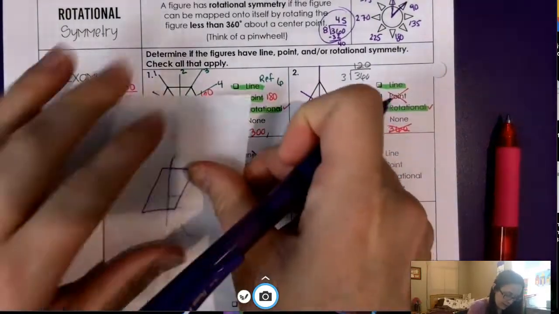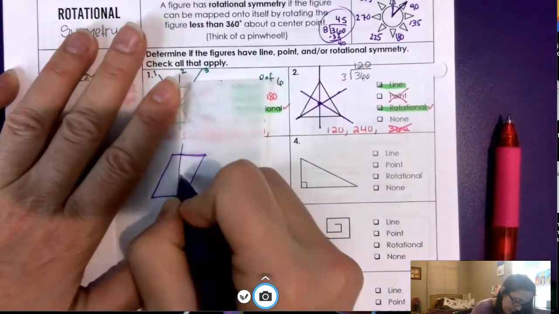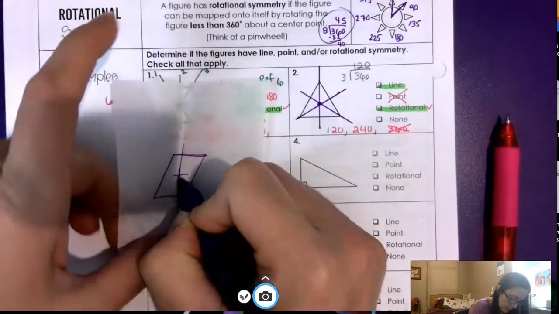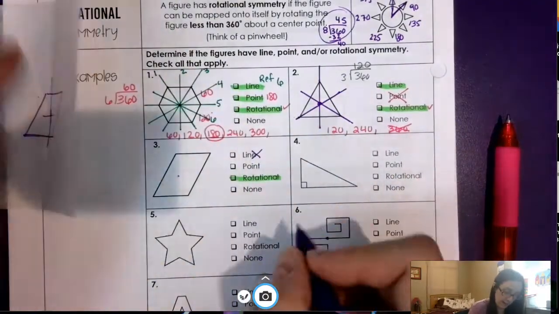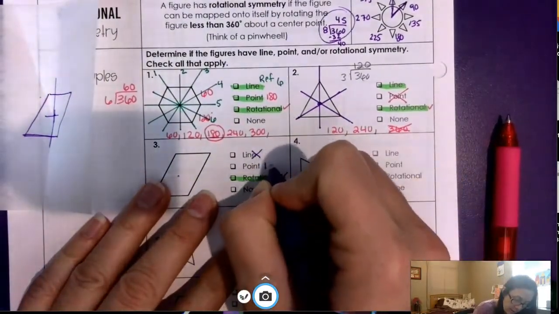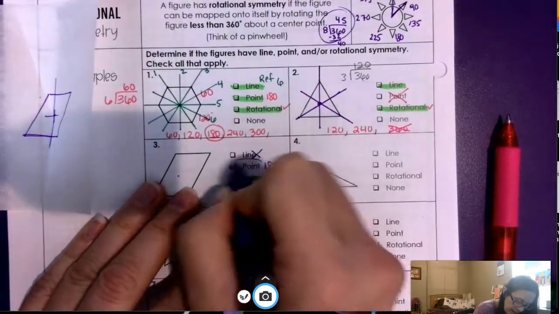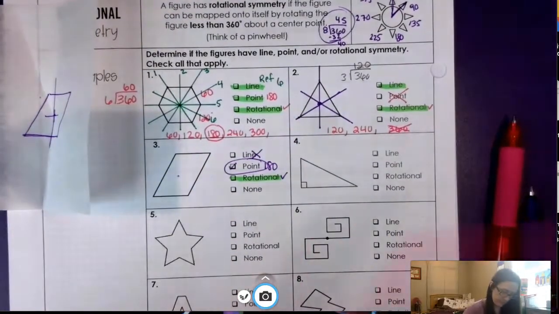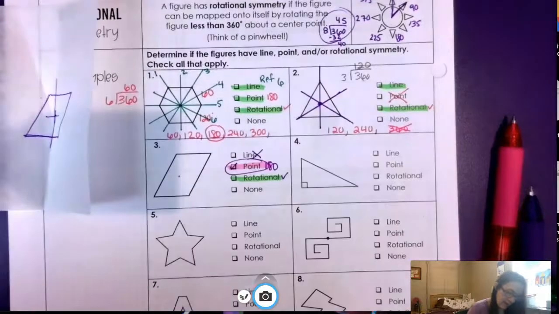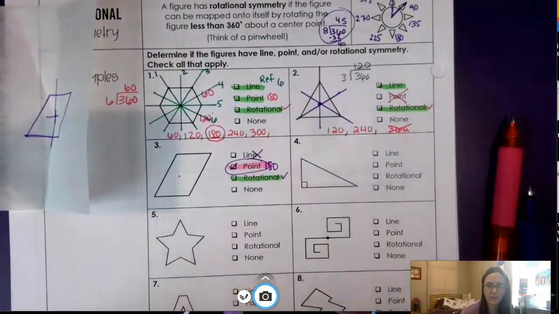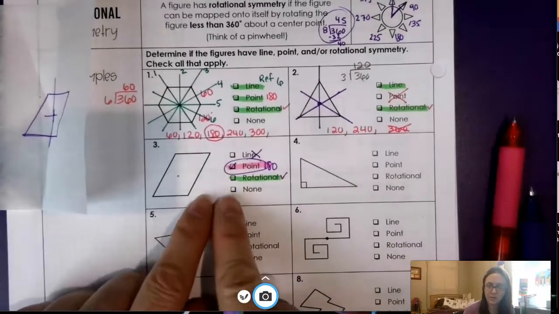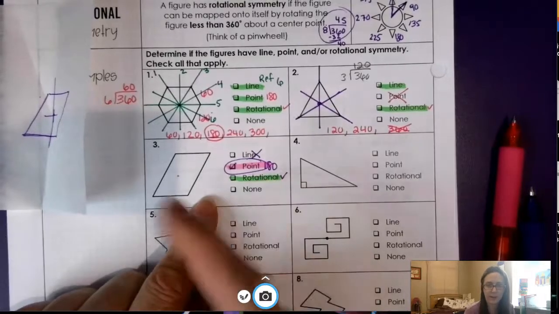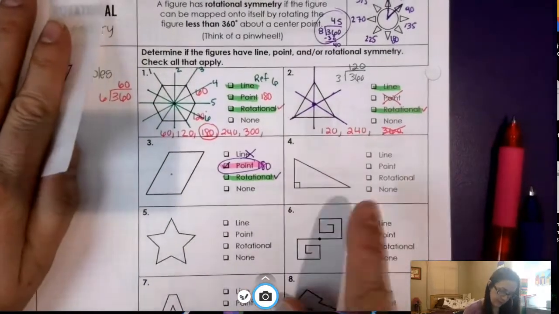It does have rotational symmetry. I can come back here and rotate. Rotate 90, nothing. 180. It has it at exactly 180. So it does have rotational, but because it is 180, it is definitely point. But point is not one we use very commonly. It's not one that we use very often. Generally, we could just say rotational at 180. You don't have to say point. But for some reason, this book does.